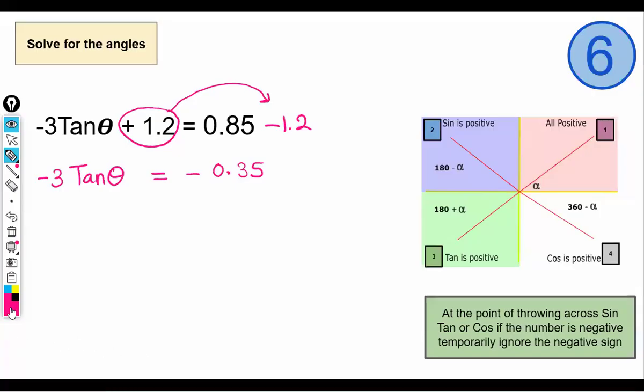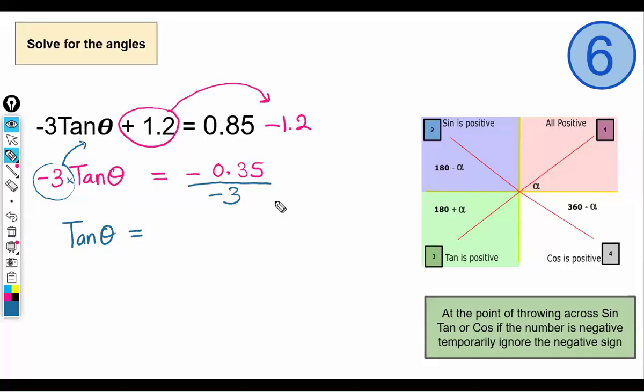Who is next to throw across? This minus 3. Between here and here is a secret multiply. The minus 3 is a secret multiply. Throw it across, you get what? A divide. But remember, when you throw across a multiply, the sign does not change on the other side. So now we have tan theta. When you divide two negatives, you see what's happening now? You're going to get a positive.